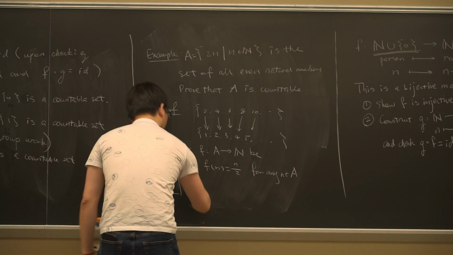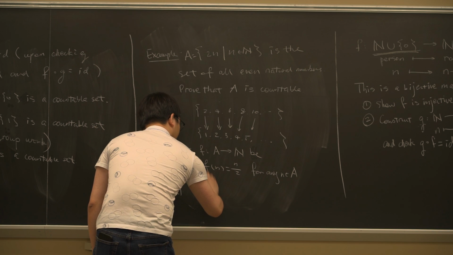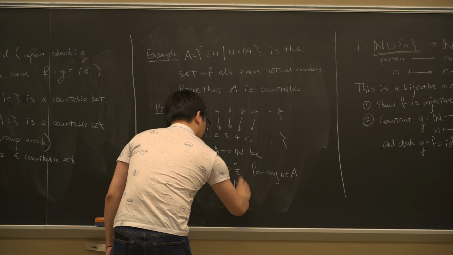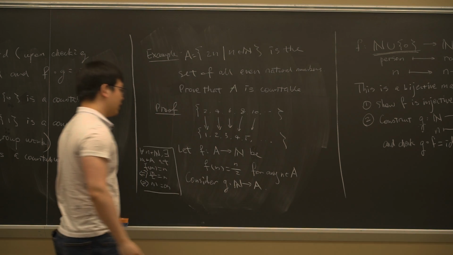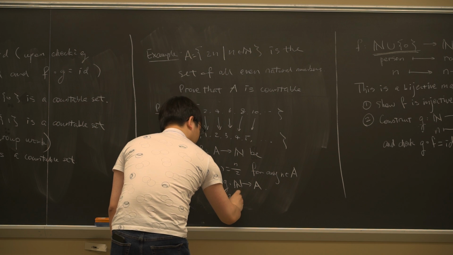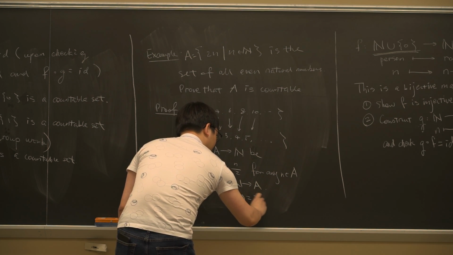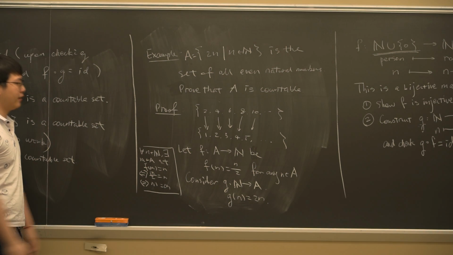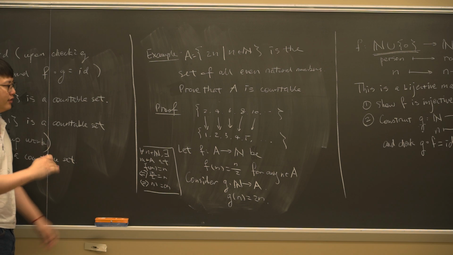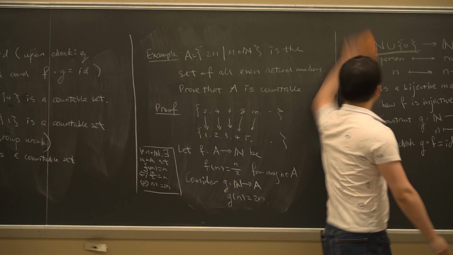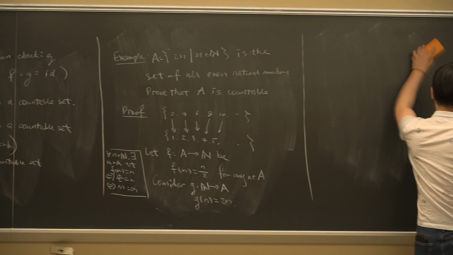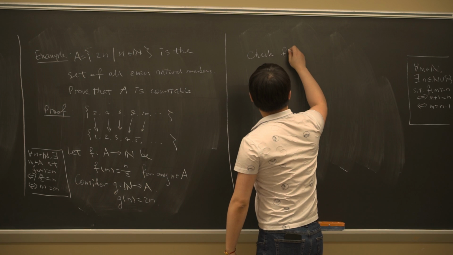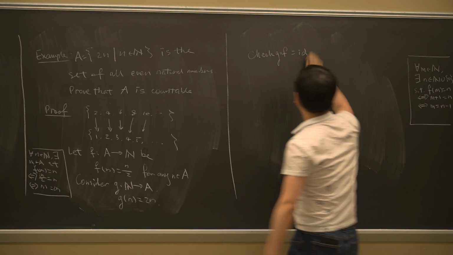Okay. So this is suggesting that the inverse function, what is the inverse function? The inverse function should be from N to A defined by g of n is equal to 2n. Okay. And then after we need to check two things, right? F composed with g is identity and g composed with f is identity. So first, check f composed with g is identity.